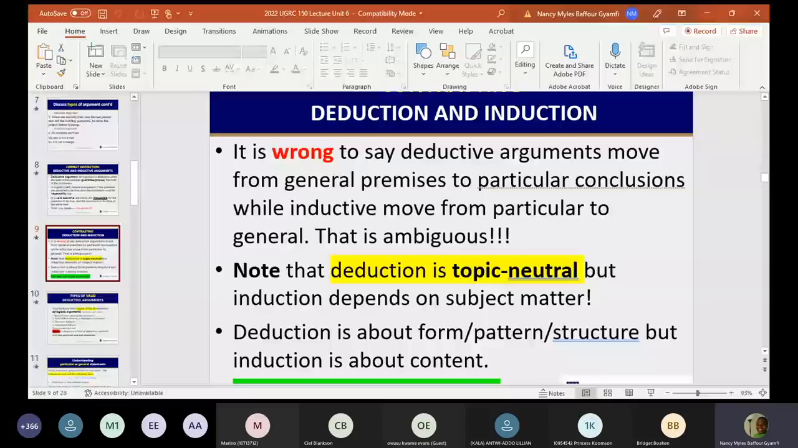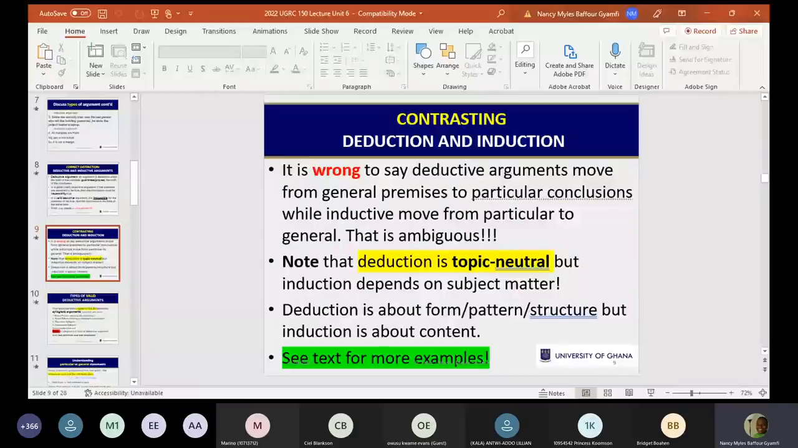Most Ghanaians have done this. You have to see that most and few are not the same. So if I said most, then there is a higher likelihood. So you have to interrogate the content proper. So induction is not topic neutral. Deduction is. Then there's the last point on the screen that you should take note of. Deduction is about the form, the pattern, the structure. I've said that already. Induction is about the content. There are several examples in your textbook for you to imbibe.